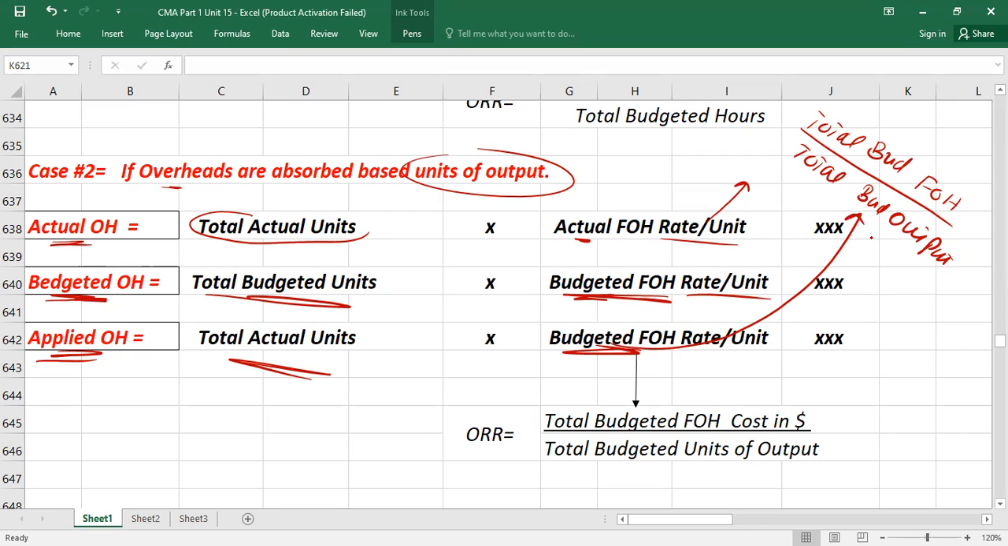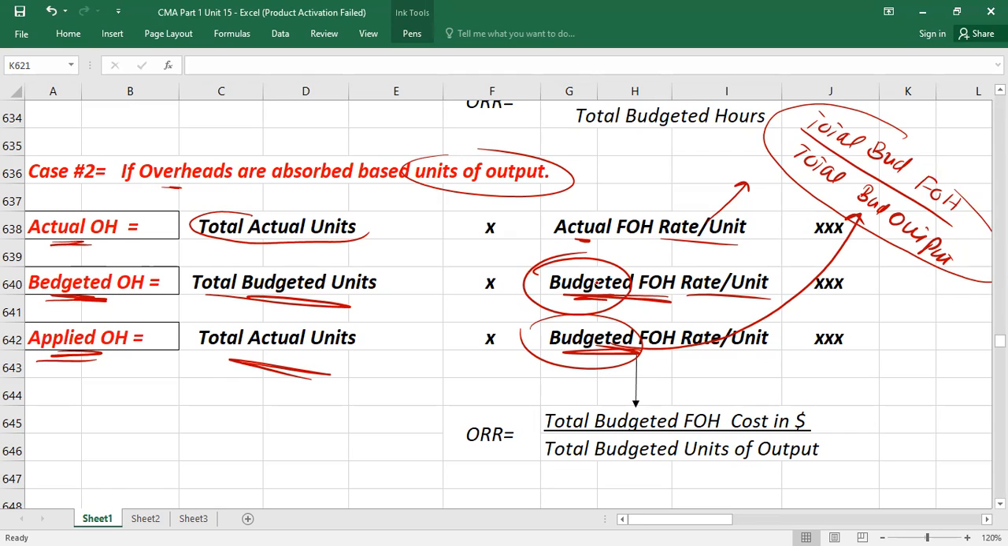You will find this by applying this formula. And budgeted rate, I said earlier, can be given with the name of standard rate per unit. It can be given with the name of applied rate per unit. It can be given with the name of absorption rate per unit. It's the same thing. Okay, got it?